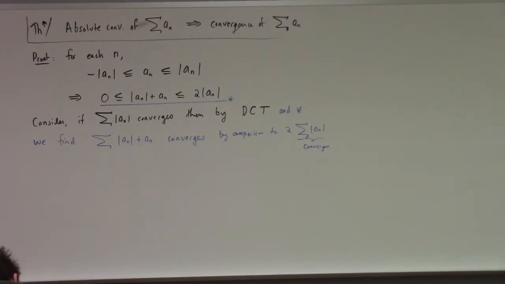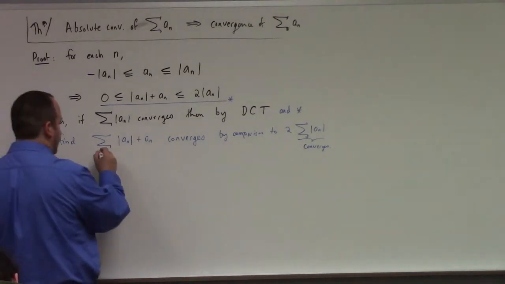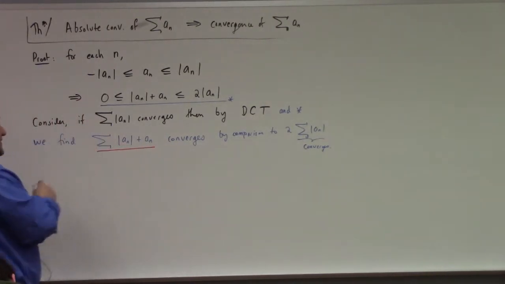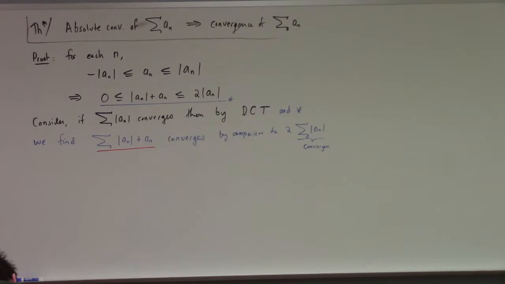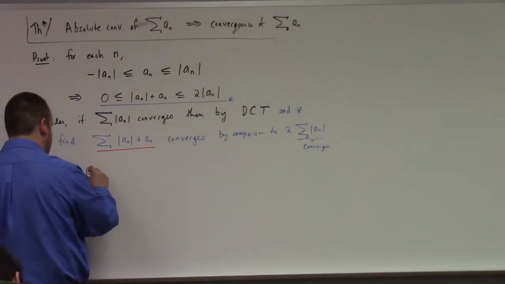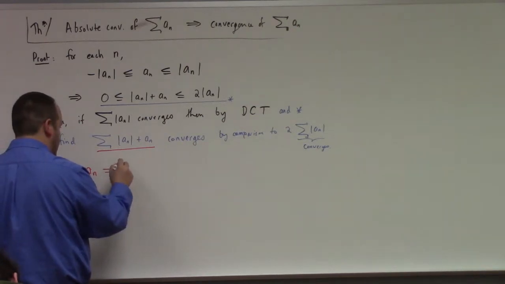Yeah? So then what was that? Great, that's not what I want. What am I trying to prove? I'm trying to argue that the series with term a sub n converges, right? So at the moment, I have that the sum of the absolute value of a sub n plus a sub n converges, right? So here's the trick. So next up, just notice that a sub n is equal to what?